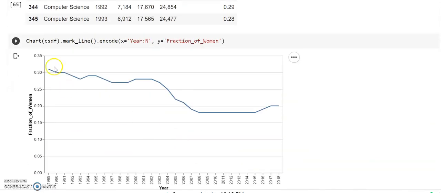And finally, I have an investigation for computer science. So the peak is when the major was first invented, 1989, and it decreased and maintained the same rate, about 17%.